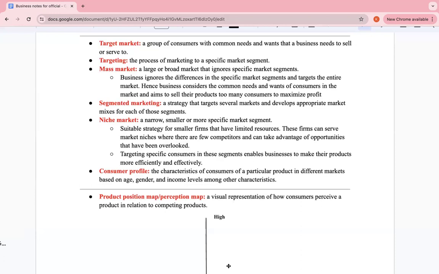Okay, so because they're selling to so many consumers and so many markets, they end up making extremely high profits. Segmented marketing is a strategy that targets several markets and develops appropriate market mixes for each of those segments. Let's say there's product X. The business which produced product X wants to sell it to different market segments. So they end up marketing in a specific way, usually geographic. When it's geographic, it's based on the country.